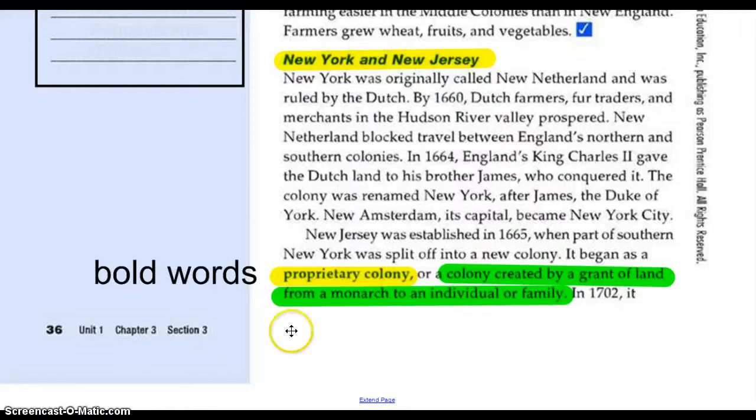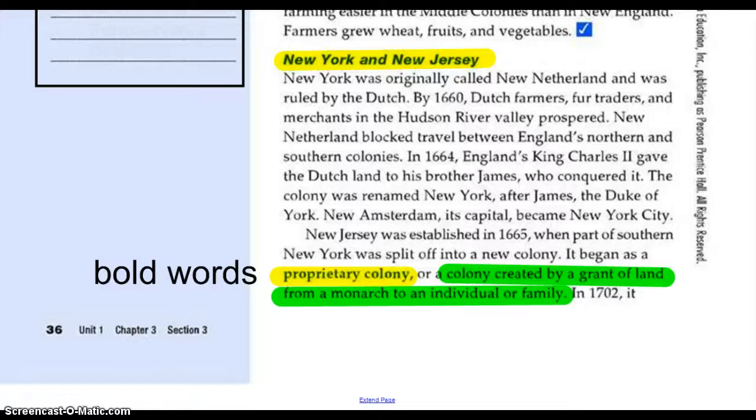What that means is that a person or a group of people was given a piece of paper, a document that said, you own a piece of land in the New World, and this was given to that person or group of people by a monarch, and a monarch is a king or a queen. And when they went and formed this colony, they were completely in charge. The king and queen were no longer in charge. Power was given completely to that person or family. Okay? So that's a proprietary colony.